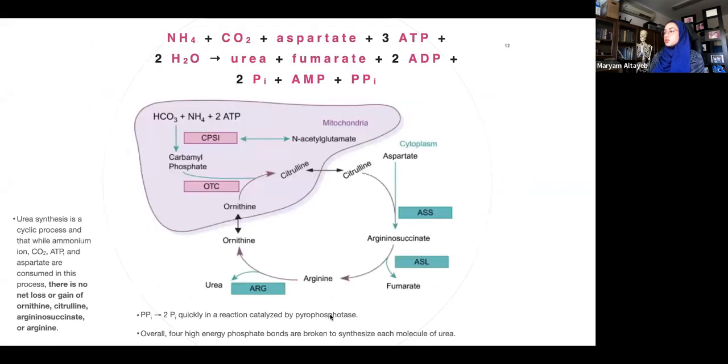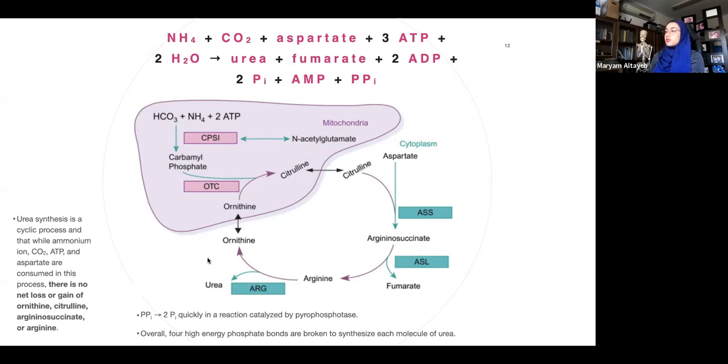Okay, so just so it's clear for everyone. So that's where all of these molecules came from. So we got urea, we got fumarate from here, we got 2 ADP from this step. Okay, that gave us 2 inorganic phosphates, and here we got AMP and 2 inorganic phosphates. Is that clear for everyone?